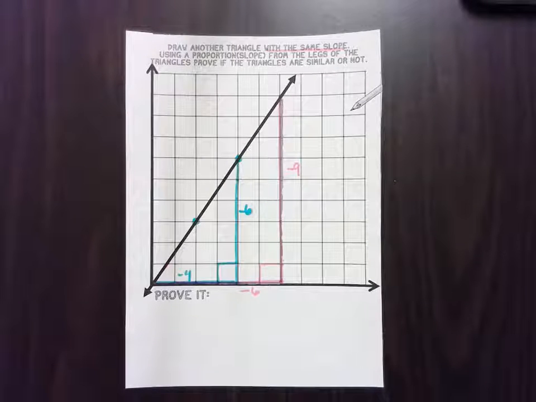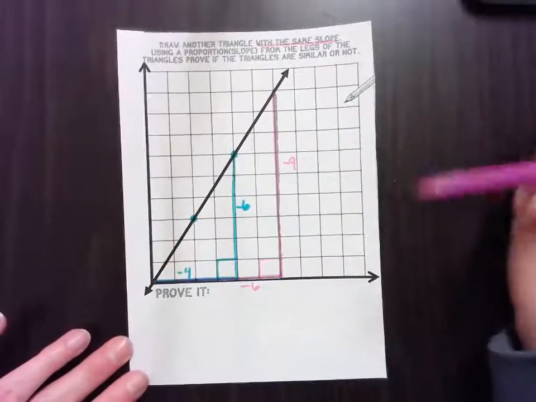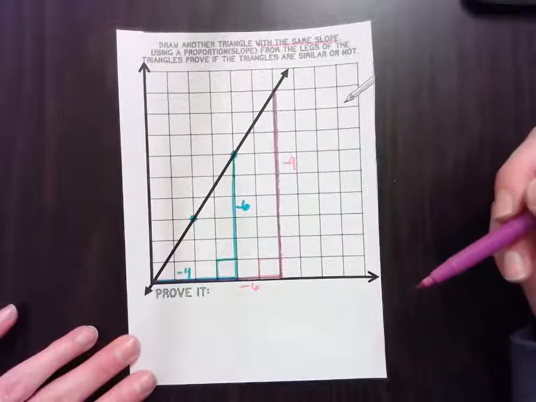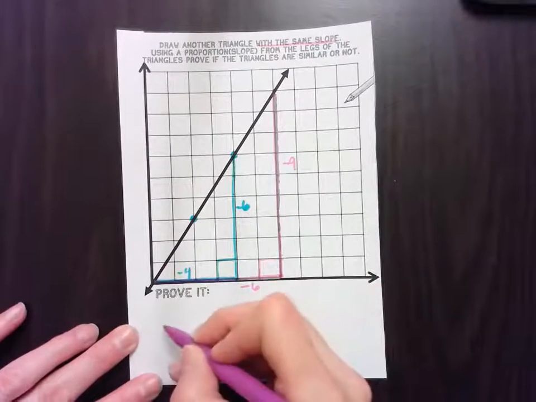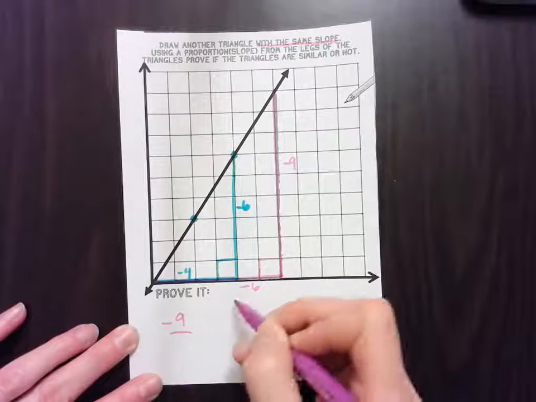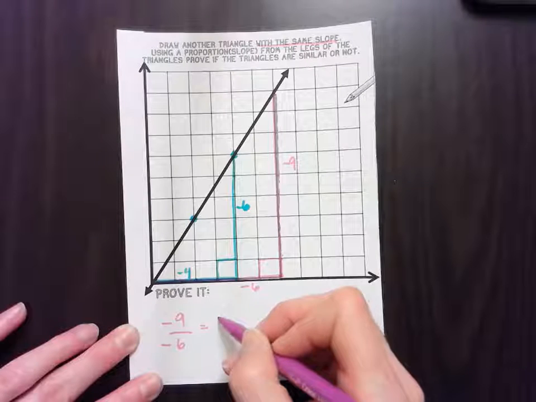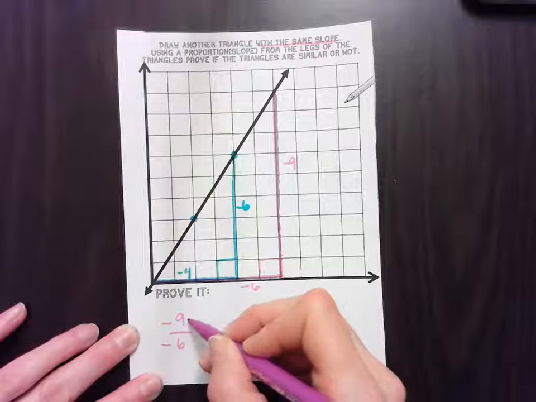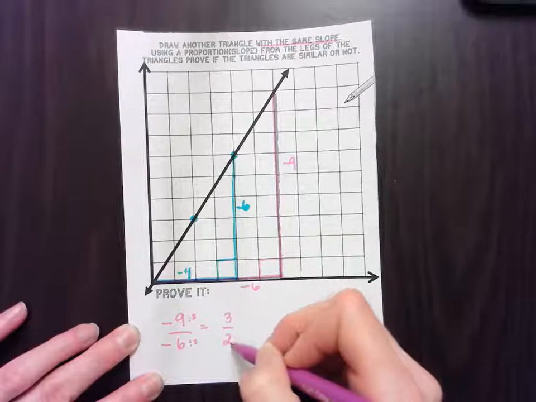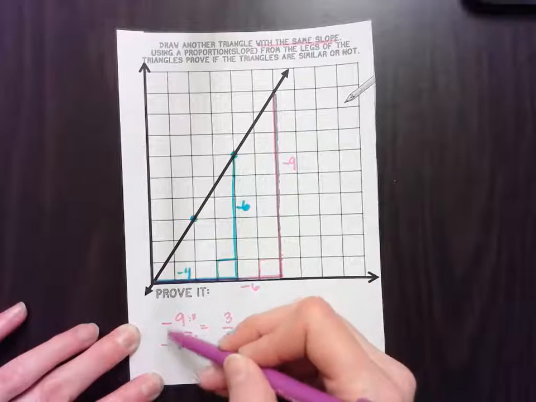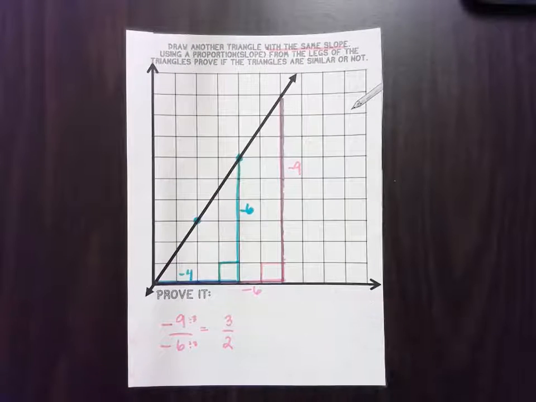So in the prove it section, we're going to take our rise and our run for each, and we're going to see if they're proportionate. If they are, then the triangles are similar. So my first triangle, my rise is -9, my run is -6. If I simplify that, I can divide each by 3. I get 3 over 2, and it's positive because I have a negative divided by a negative.